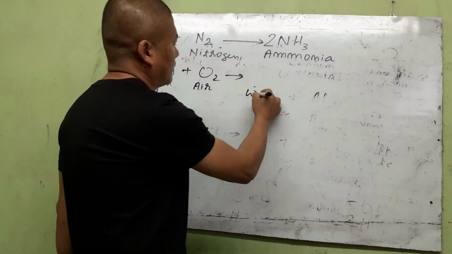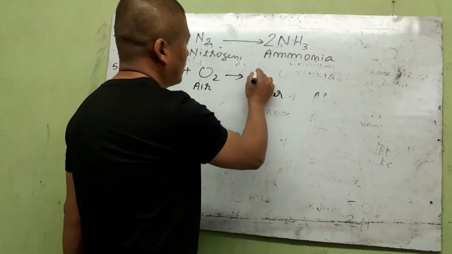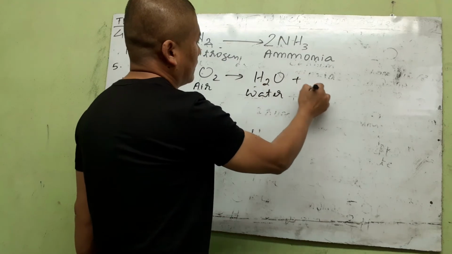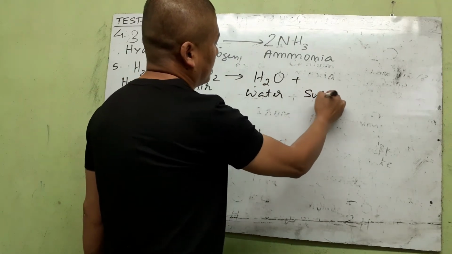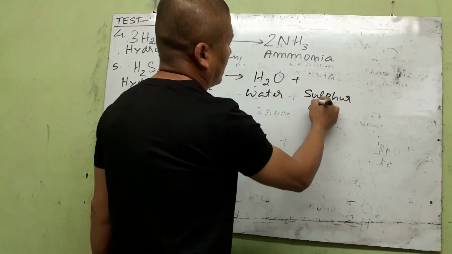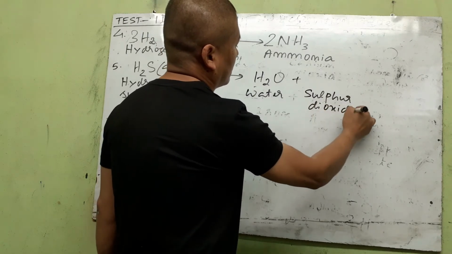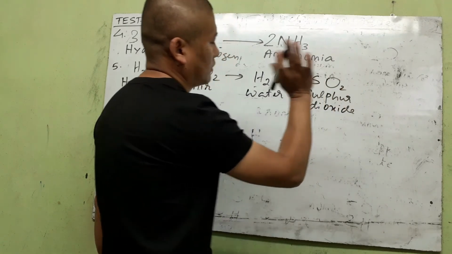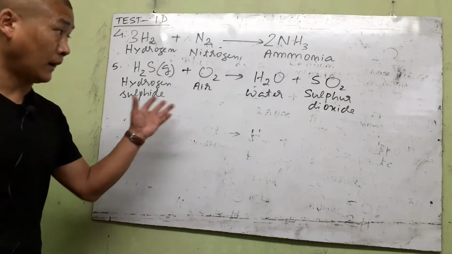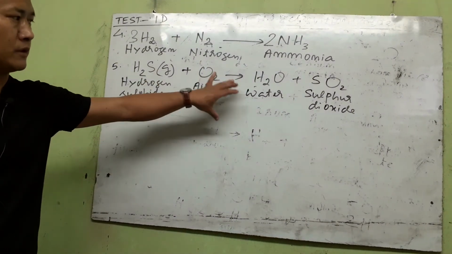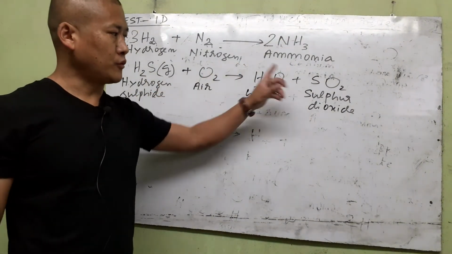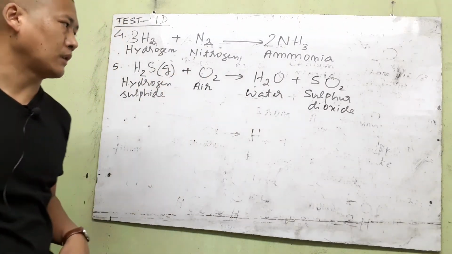So write water a little bit below the arrow, and sulfur dioxide a little bit below the plus, SO2. So the skeletal equation is now correct. Skeletal equation means we have written in symbolic form, making sure that every single formula is chemically correct.